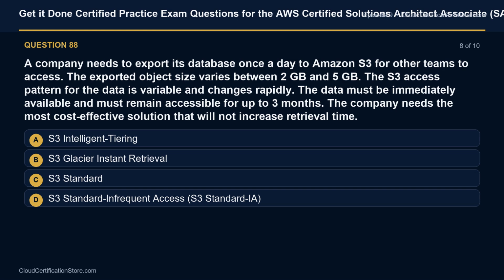Option A: S3 Intelligent-Tiering. Option B: S3 Glacier Instant Retrieval. Option C: S3 Standard. Option D: S3 Standard-Infrequent Access, S3 Standard-IA.